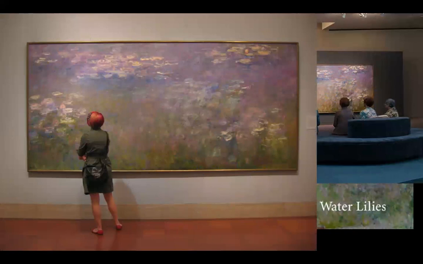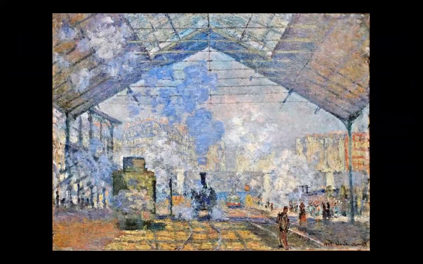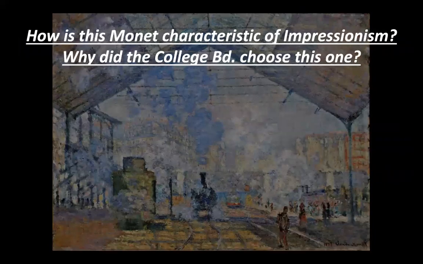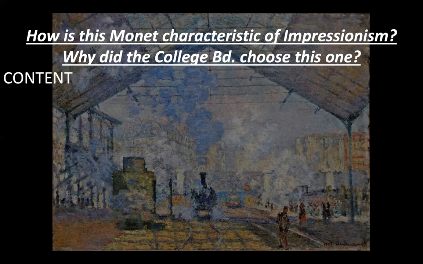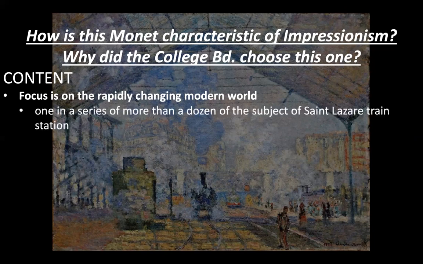If you go to the Nelson, we have one of them. All right, so if he's really known for these water lilies, why is College Board choosing this one? Also, how is this characteristic of Impressionism? So what it's depicting, it's the time, right? Focus is on the rapidly changing modern world. You have these trains coming in, you have all these people standing around. So this is one in a series of more than a dozen of this same subject matter.